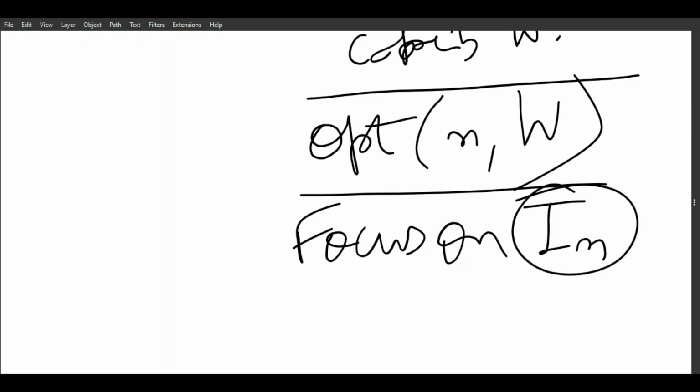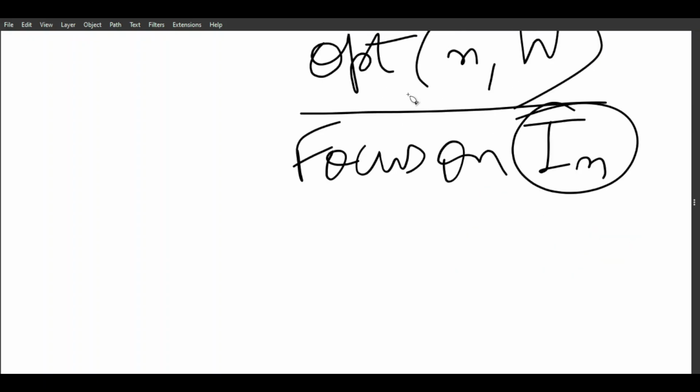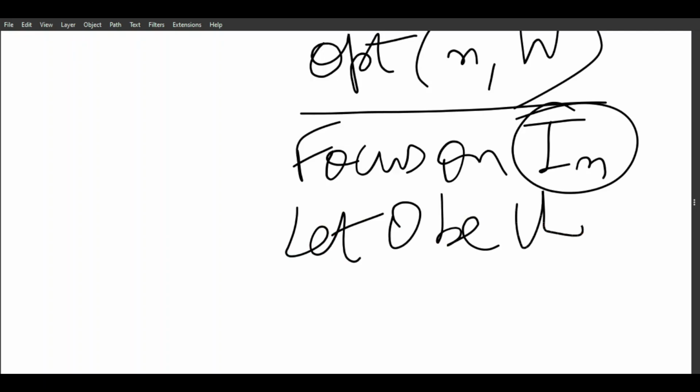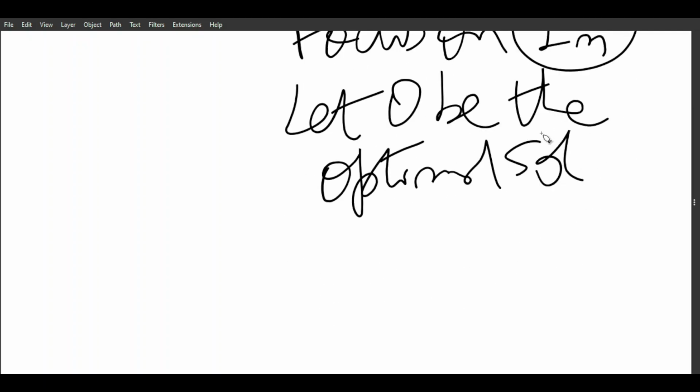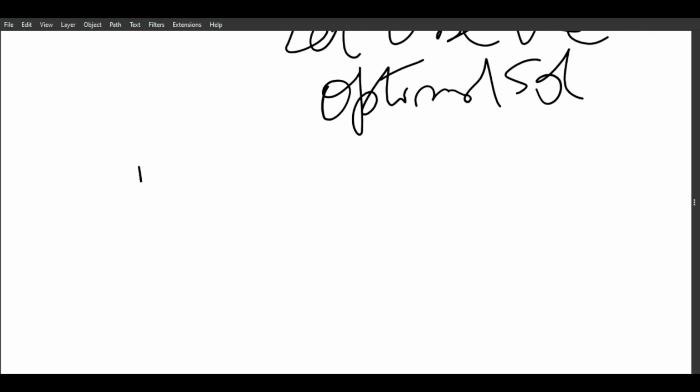So now there are only two possibilities. Let O be the optimal solution. By optimal solution we mean a set of items. So O is a set of items which represent the optimal solution. If we consider the nth item, either it belongs to the optimal solution or does not belong. There are only two possibilities. So we consider each separately and see how the original problem depends upon the smaller subproblem.